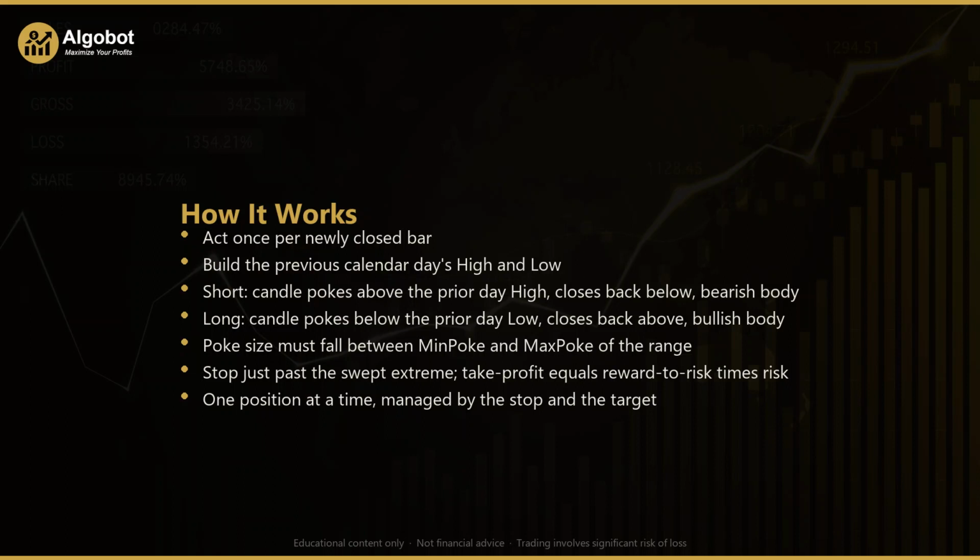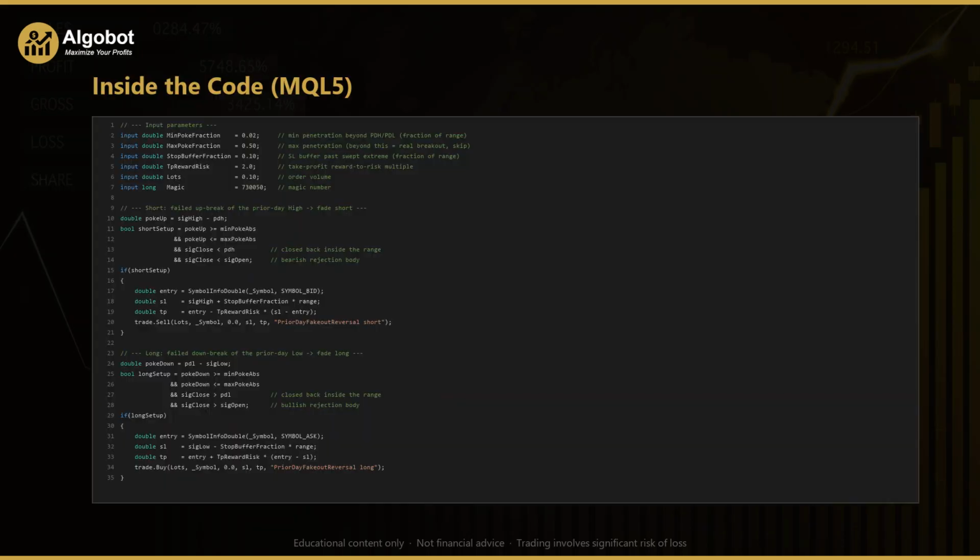Once a position is open, the EA holds just one trade at a time and lets the stop and the target manage the exit. Let's look at the actual MQL5 code that runs inside MetaTrader 5. At the top, you can see the input parameters. These are the settings you'd adjust in the EA's properties.